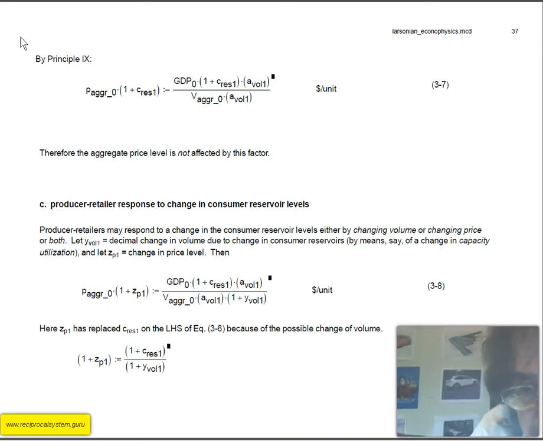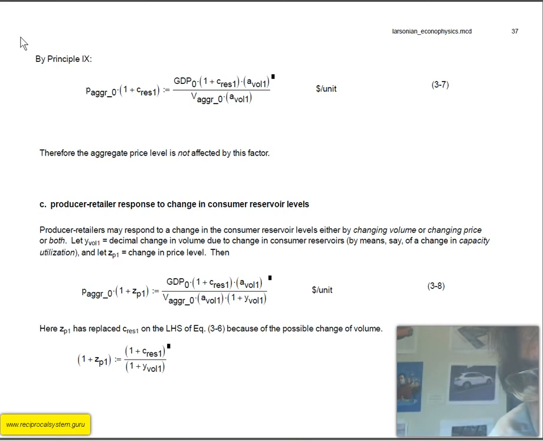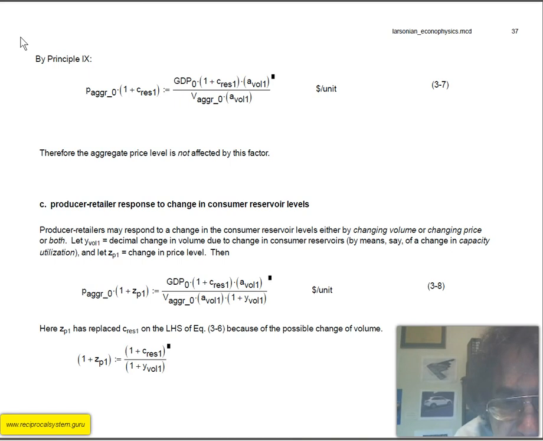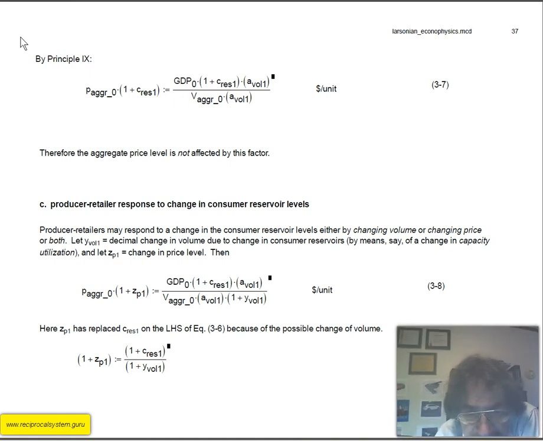So let Y sub vol 1 equal the decimal change in volume due to change in consumer reservoirs by means, say, of a change in capacity utilization. And let Z sub P1 equal the change in the price level. So we then have P sub aggregate 0, that's the average price level in the base year, times 1 plus Z sub P1, where Z sub P1 is the change in the price level, equals GDP sub 0 times 1 plus C res 1 times A vol 1, divided by V sub aggregate 0 times A vol 1, 1 plus Y vol 1, okay?